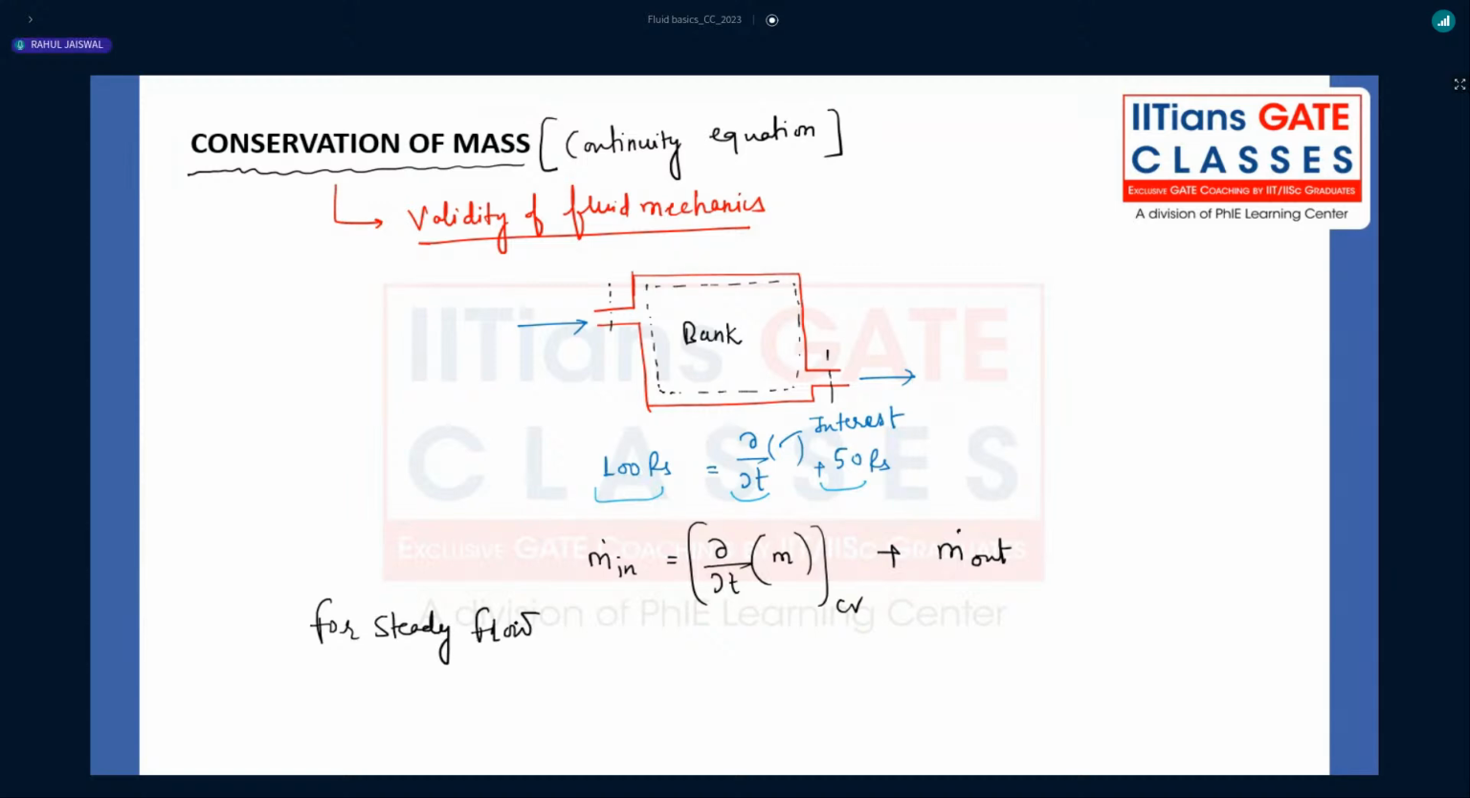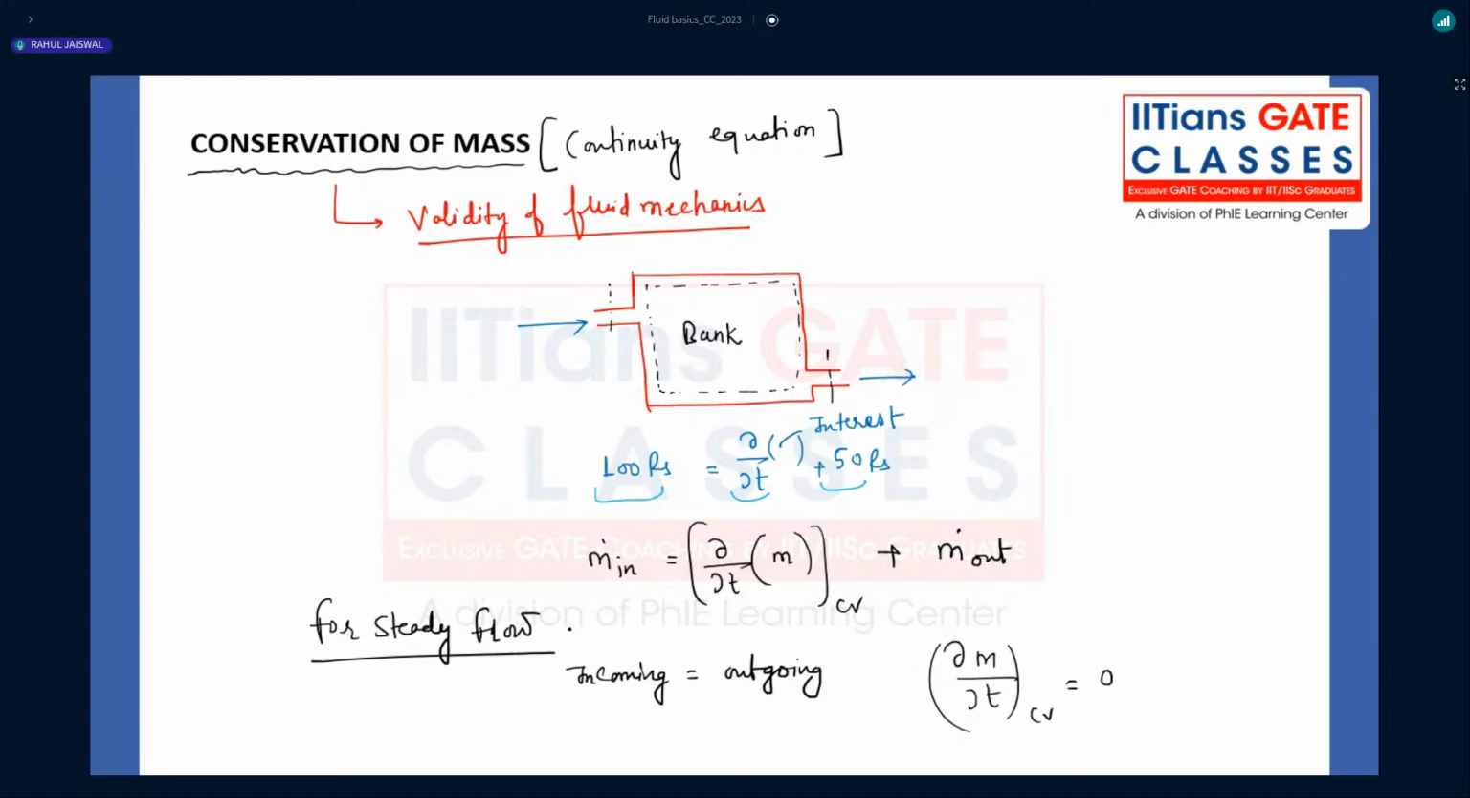For a steady flow, what can you write, my dear friend? For a steady flow, whatever is incoming is outgoing. No storage, no changes with respect to money. Suppose you deposited 100 rupees on day number 1, and on day number 2 you withdrew the complete 100 rupees. No amount is left in the bank account. That means no interest will be there. So ∂m/∂t in the control volume will be 0.